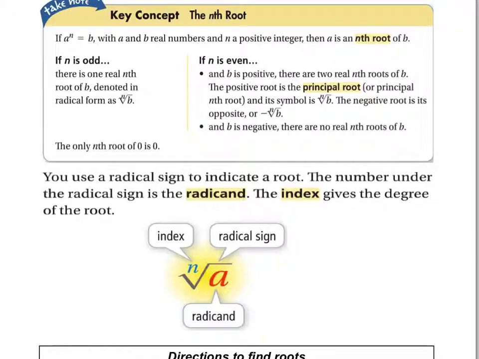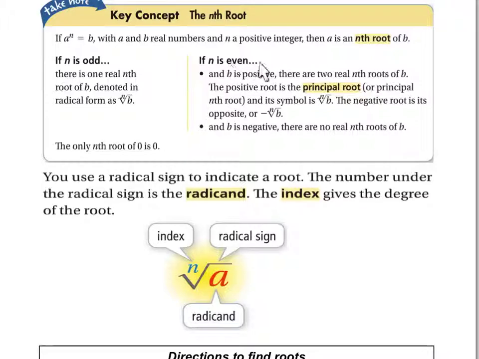It's very similar to using a square root, except now it's not just going to be square roots all the time. If n is an odd number, so if the exponent is odd, there's one real nth root of b. There's one answer. We're not going to have to deal with a lot of two-answer type questions here. We're going to assume that every variable is positive, so we don't have to do a lot of this.